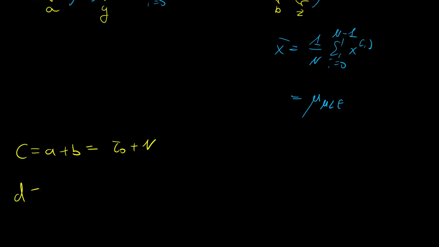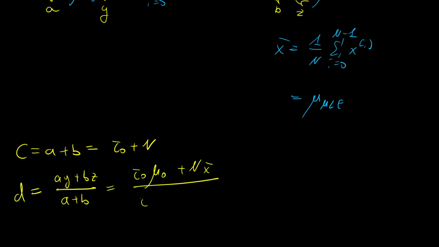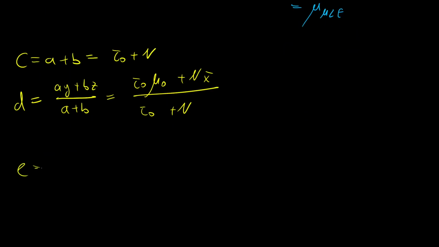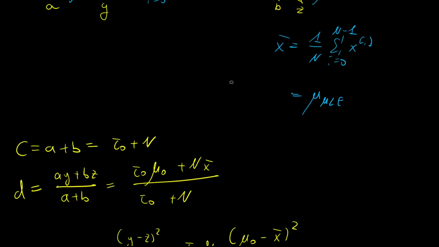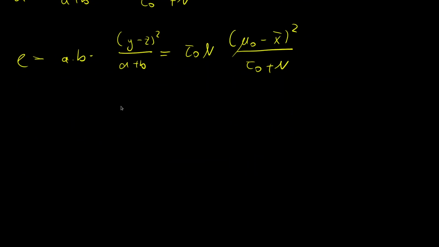We derived a d according to (a y plus b z) over (a plus b). And in our case this would be (tau 0 times mu 0 plus n times x bar) over (tau 0 plus n), and we derived an e, which was a times b times (y minus z) in brackets squared over (a plus b). Plugging in our values, we get tau 0 n, and then we have (mu 0 minus x bar) in brackets squared, and then over (tau 0 plus n). And this allowed us to move these two together according to the following functional format. So we get c times (mu minus d) in brackets squared plus e.